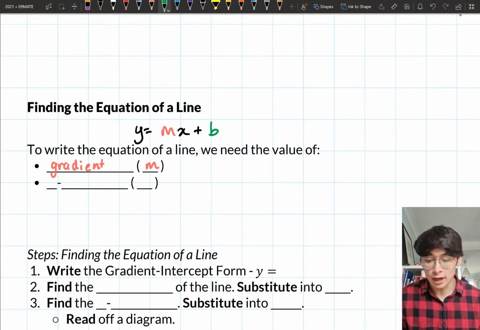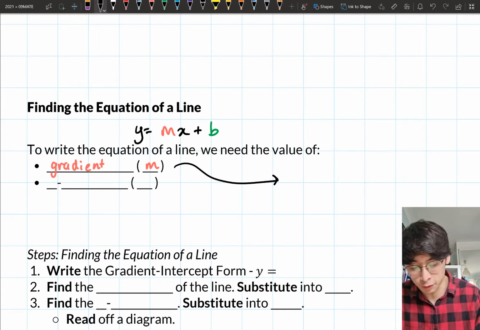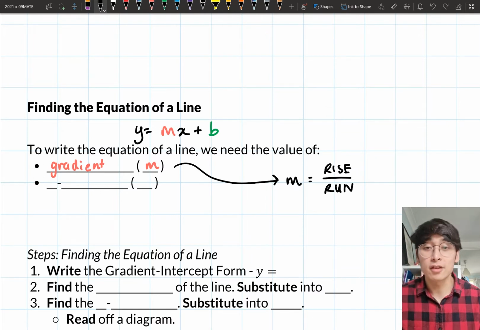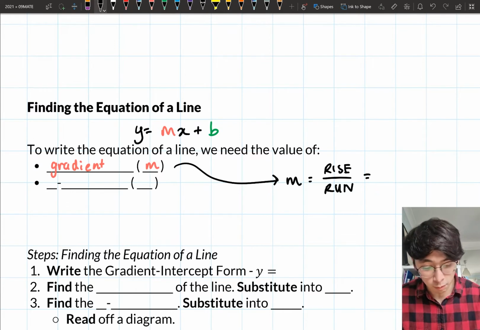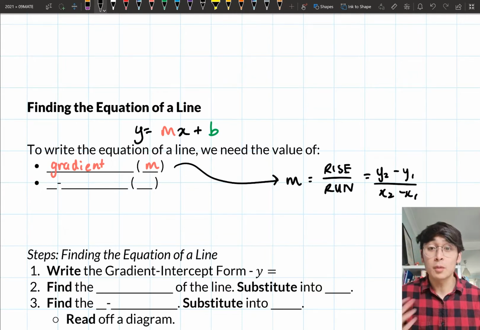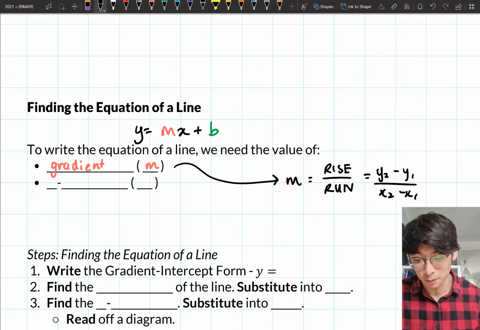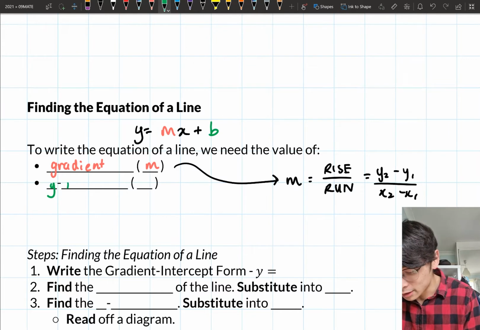So we need to find the gradient, and there's a few ways that we can do this. If you remember from when we looked at the gradient, we used the equation for the gradient being equal to rise over run. We can find the gradient by using this formula, or if you get given 2 points, we also use the formula y2 minus y1 over x2 minus x1. We use these formulas to help me find the gradient, so we're going to need to apply this in today's lesson as well. The other part is b. b is my y-intercept.